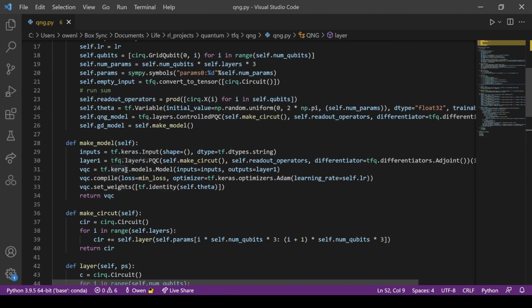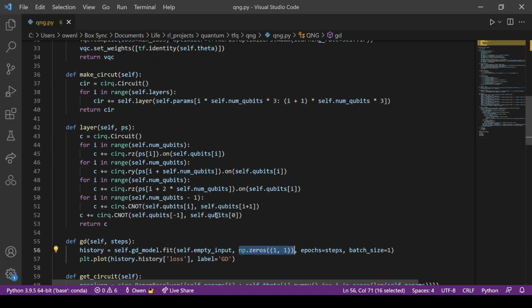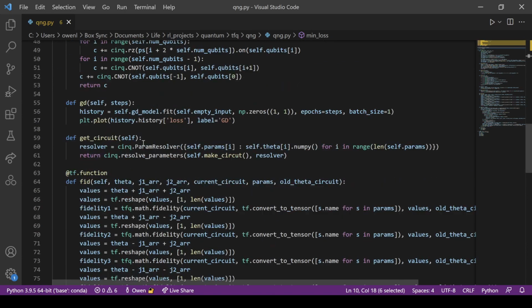So now when we want to make this comparison, we can run gradient descent where we just fit it. It doesn't matter what we put here as a target because we're not even considering it in our loss function, right? We're just trying to minimize the output. Given this empty input, we have a single batch size because it's just one input. We do however many steps and we plot this function.